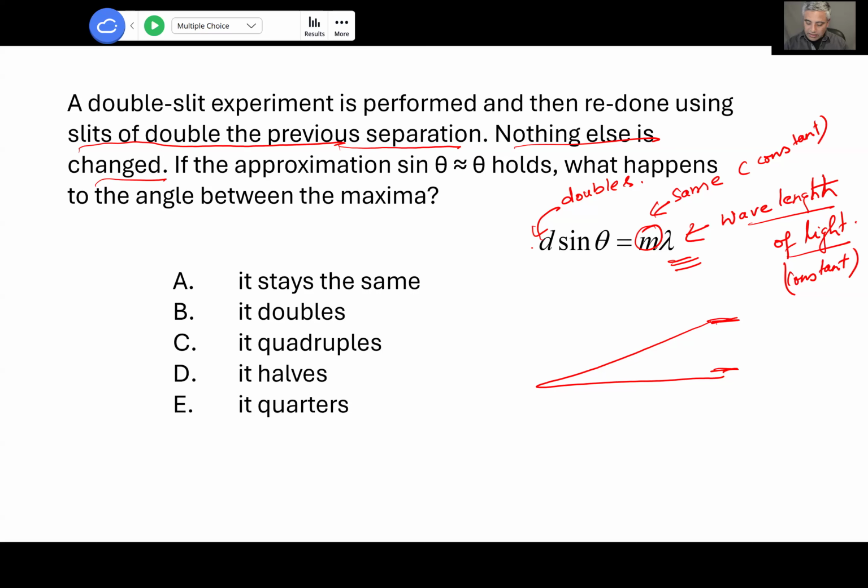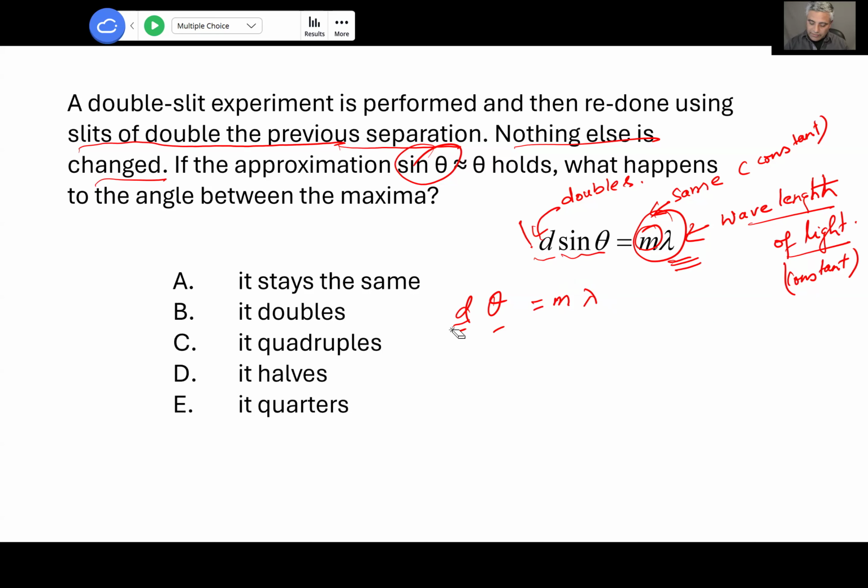So what changed? This one changed. To keep the result same, we are multiplying two things here, D and sine theta, and for a small angle, sine theta is close to theta, so I can just write D theta is m times lambda. These are constant. So when I change one, another one must change to keep this constant.